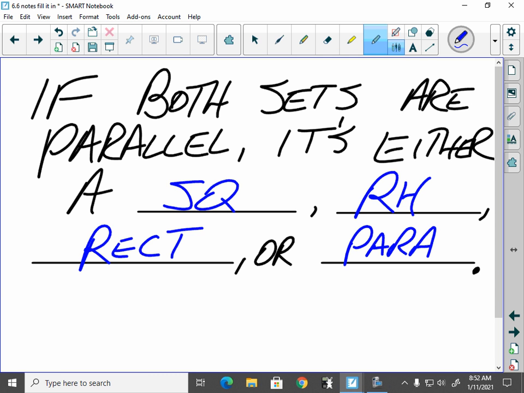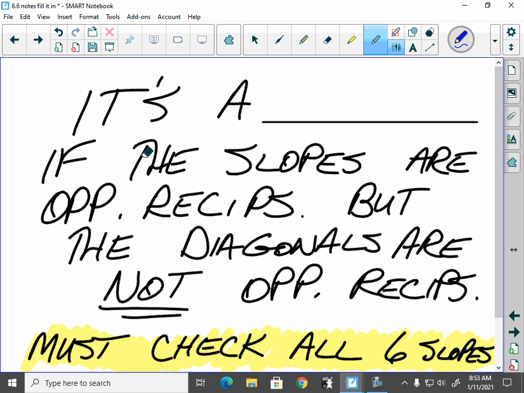Okay. Have we talked about all of those shapes? Heck yeah, we have. We just took a quiz over them. Are you ready? Click. It's a rectangle. I'll write out the whole word.